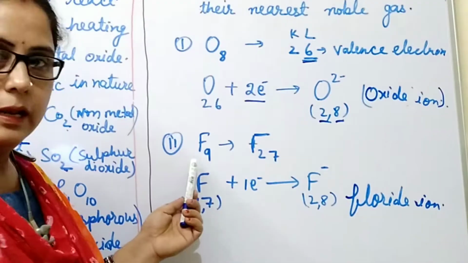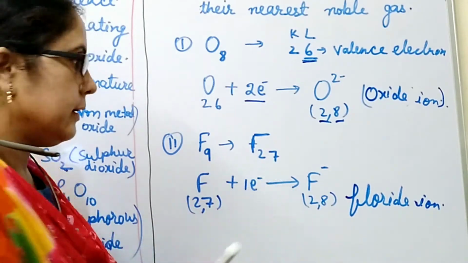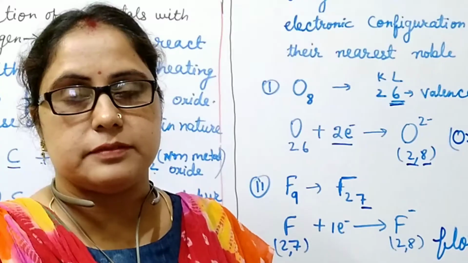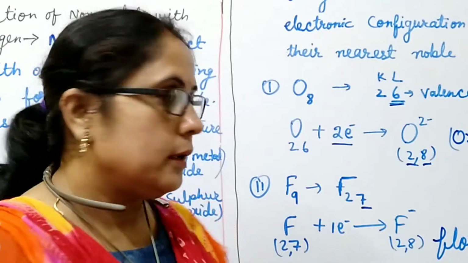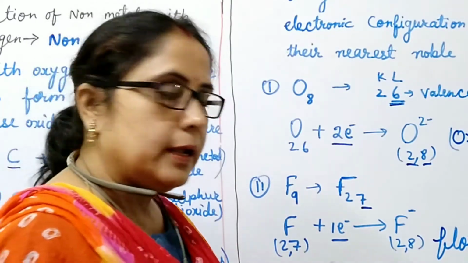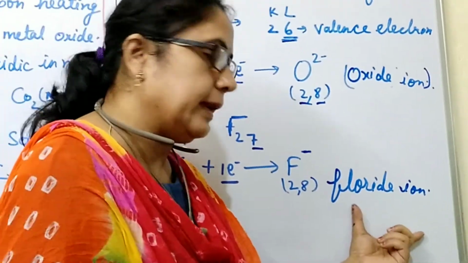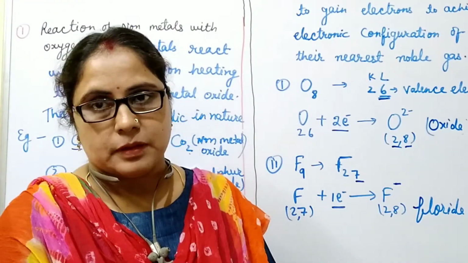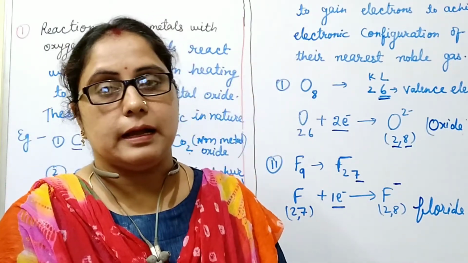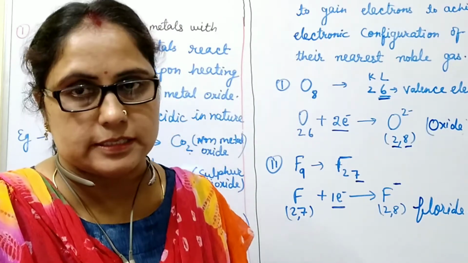Similarly, in case of fluorine, the atomic number of fluorine is 9, electronic configuration is 2 and 7. Here 7 electrons are present in its valence shell. It means it needs 1 electron to achieve the inert gas configuration like neon. So fluorine gains 1 electron and it becomes the F negative ion. This F negative ion is called fluoride ion and it is an anion. It means nonmetals are electronegative elements. They are anions.